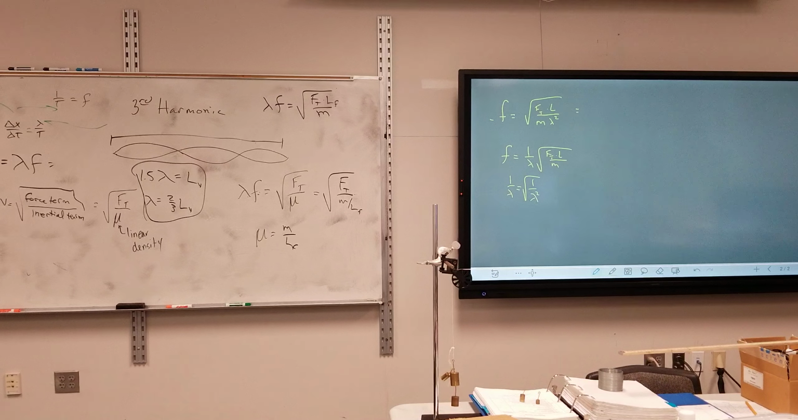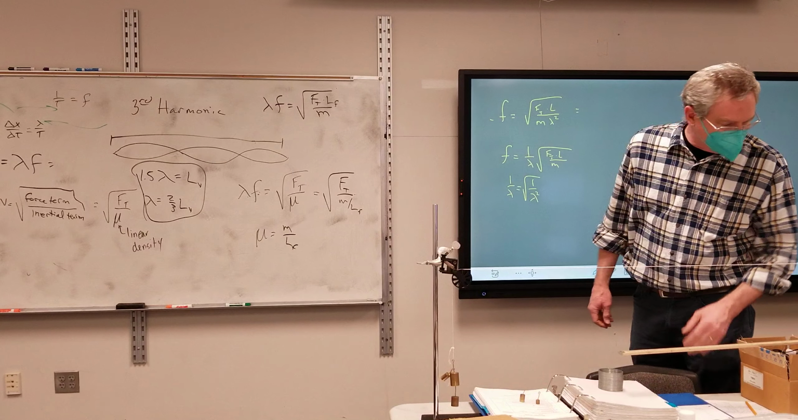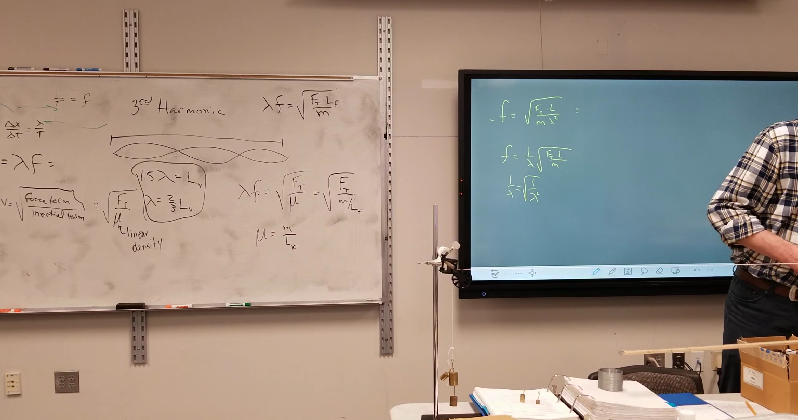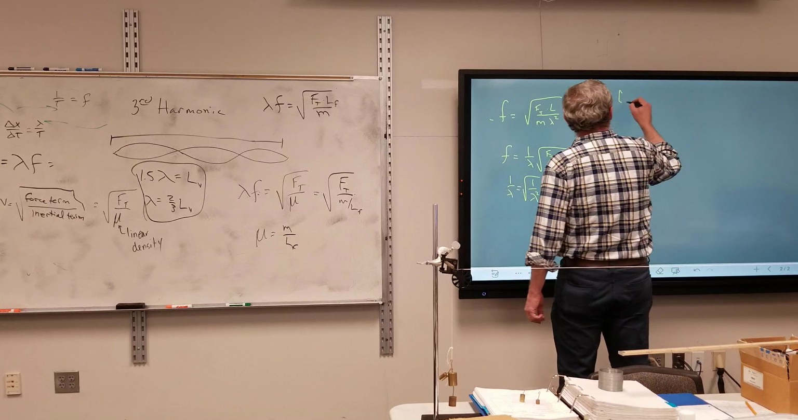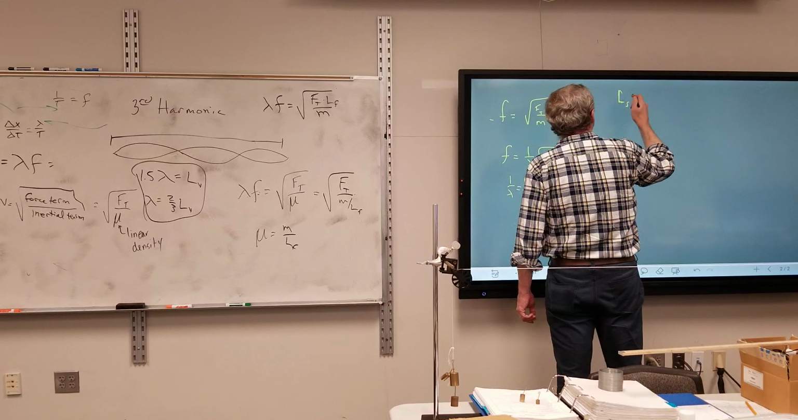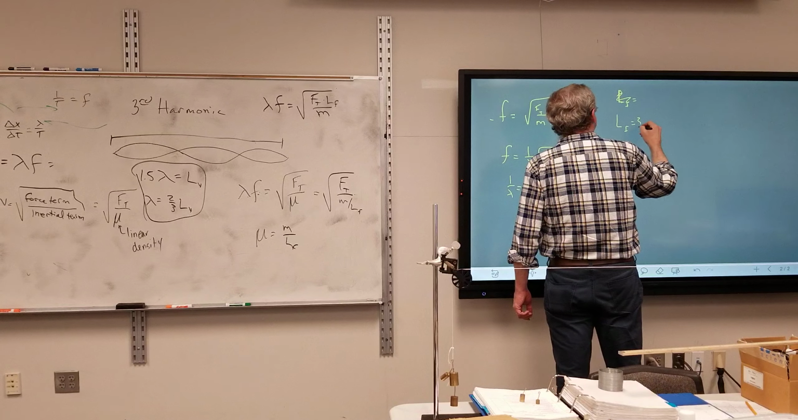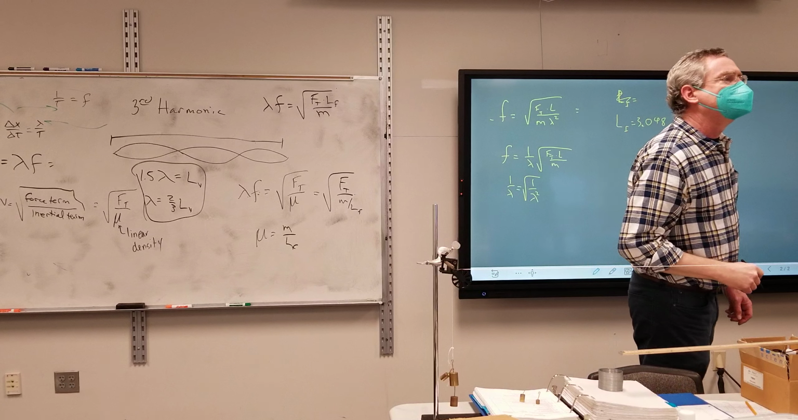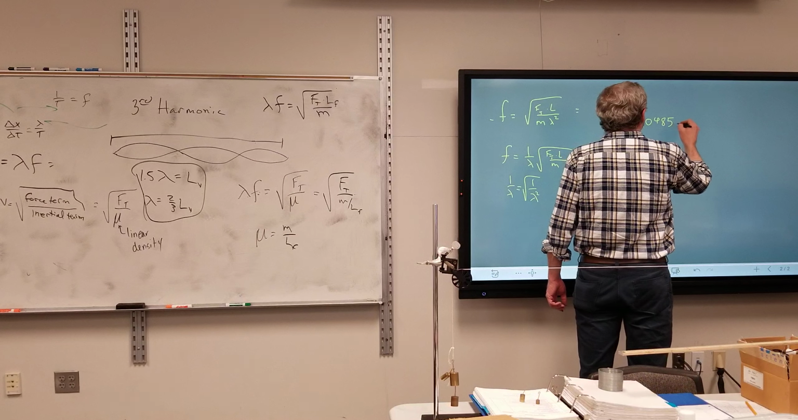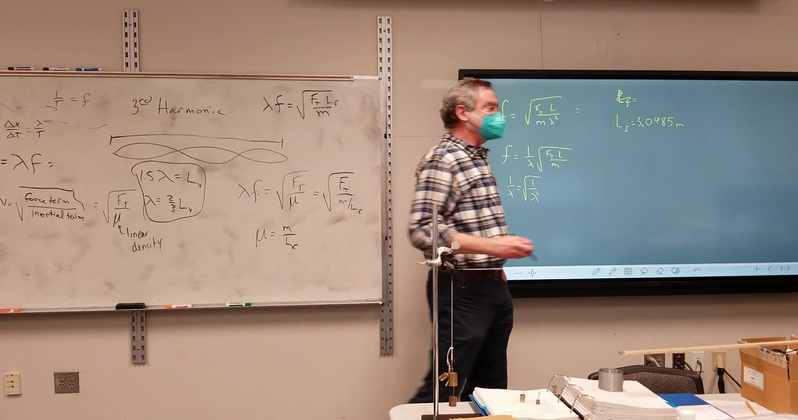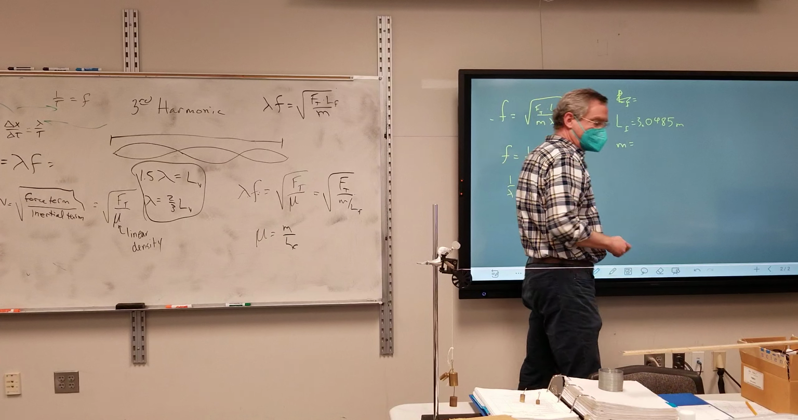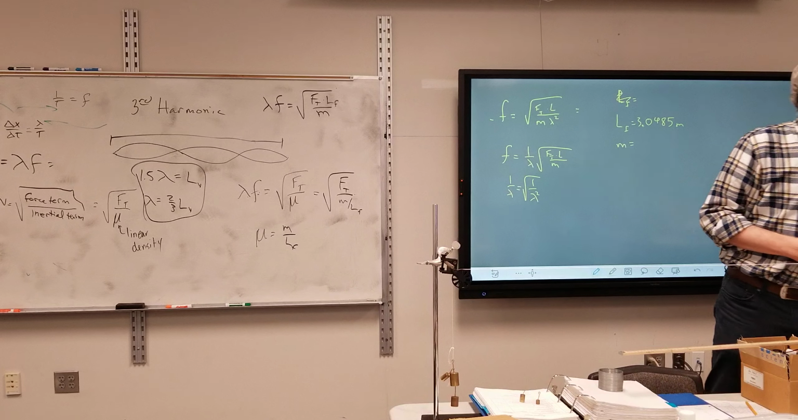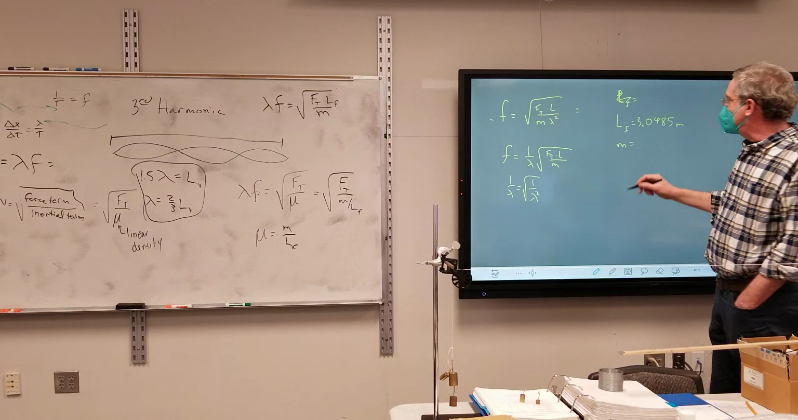All right, so I had, hold on. I took a piece of string that was 3.0485 meters long. So my full length is L. I found the mass of that, and the mass of that was 3.16 grams.